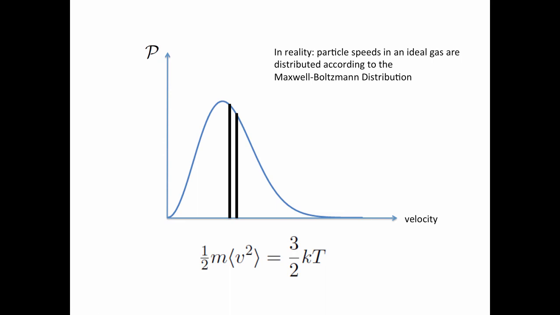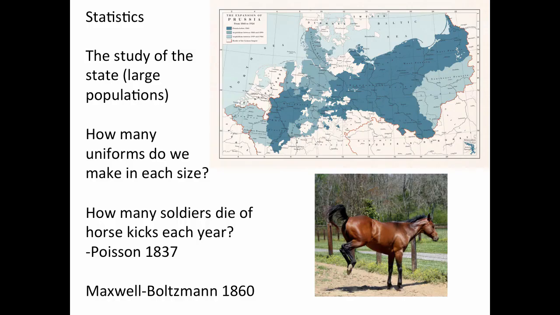Let me give, on a final slide, a quick history lesson. The Maxwell-Boltzmann distribution was really the first time statistics had been applied to physics. Statistics existed before 1860, and it was the study of the state. Statistics literally means the study of the state, where by state we mean the country, a large population of people. And it was studied out of practical necessity. For example, if your country has an army, you want to know how many uniforms do you make in each size. So you want to analyze the distribution of heights of soldiers in your army.